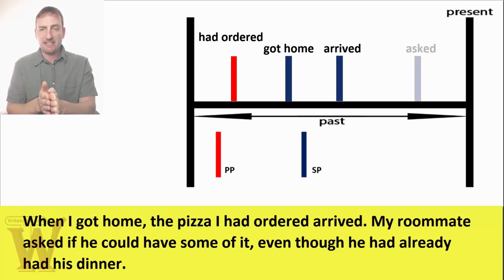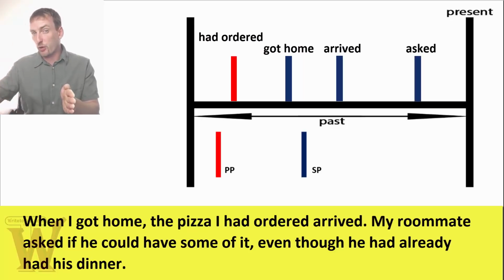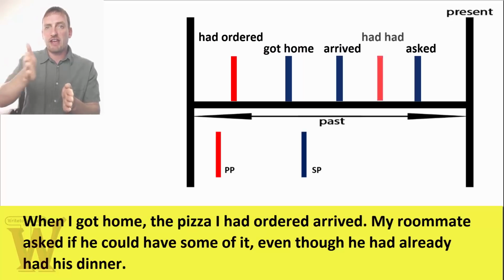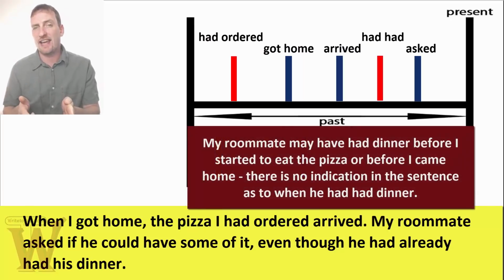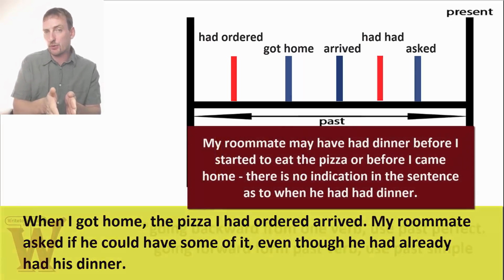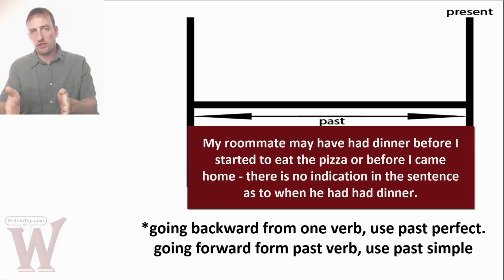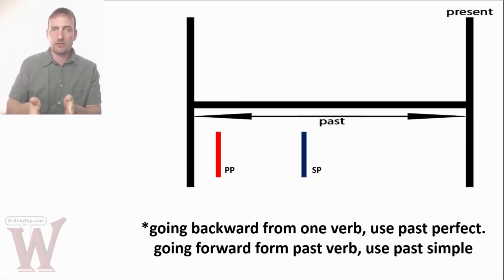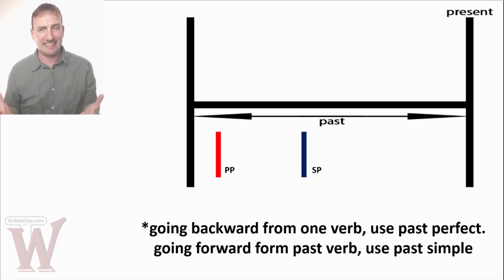My roommate asked, so I arrived, the pizza arrived, my roommate asked, so I'm going forward in time, simple past, simple past, simple past, if he could have some of it, some of the pizza, even though he had already had his dinner. He had his dinner before I sat down with my pizza. So now I'm going backwards again, okay? Forward, simple past. Backward, past perfect. That's essentially how you're going to use the past perfect, okay?